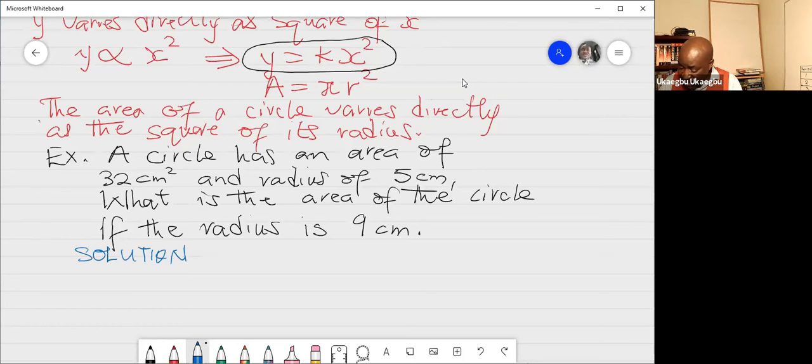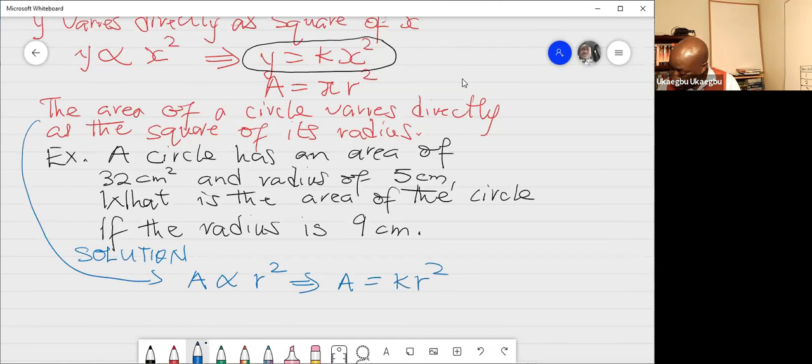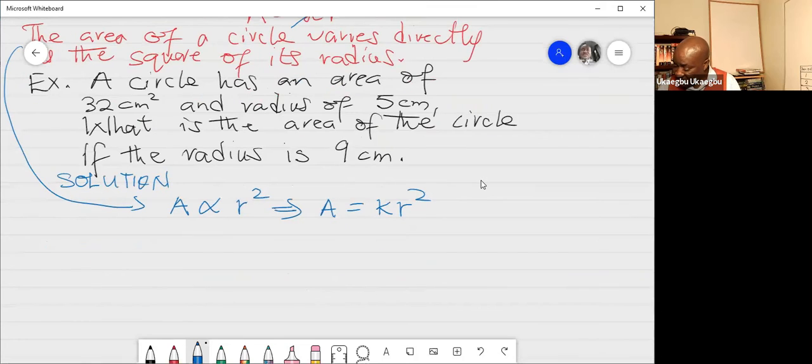So here's what you do. You have to deal with this first. You will say that area is directly proportional to the square of the radius. That's where you start, and it implies that area is equal to K R squared. Forget about pi this time around, because we are trying to determine what that pi is. So this is our formula.